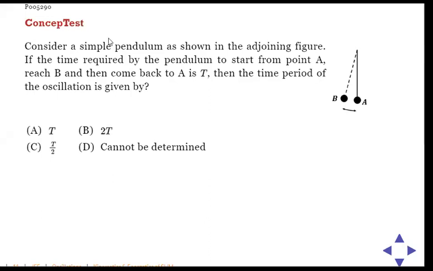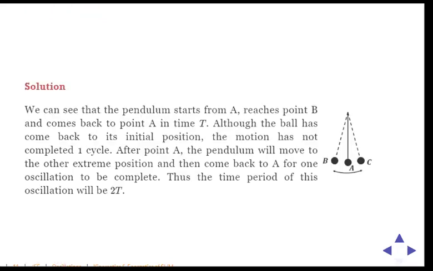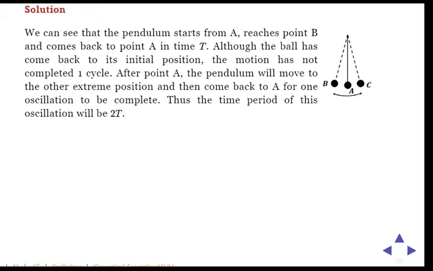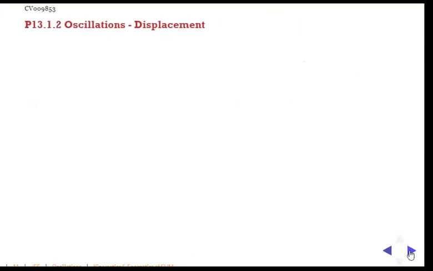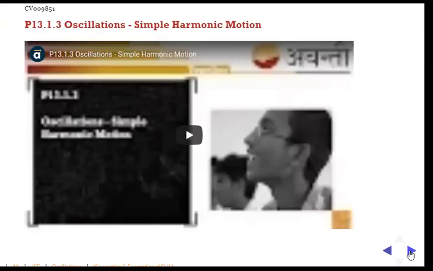Okay, let's see. The question was, consider a simple pendulum as shown. If the time required by the pendulum to start from point A, reach point B, then come again to point A is t, then the time period of the oscillation is given by. So the answer is B, 2t, yes or no? Because A is your mean position. This is what we did, I asked you the same problem. So we have covered this also.